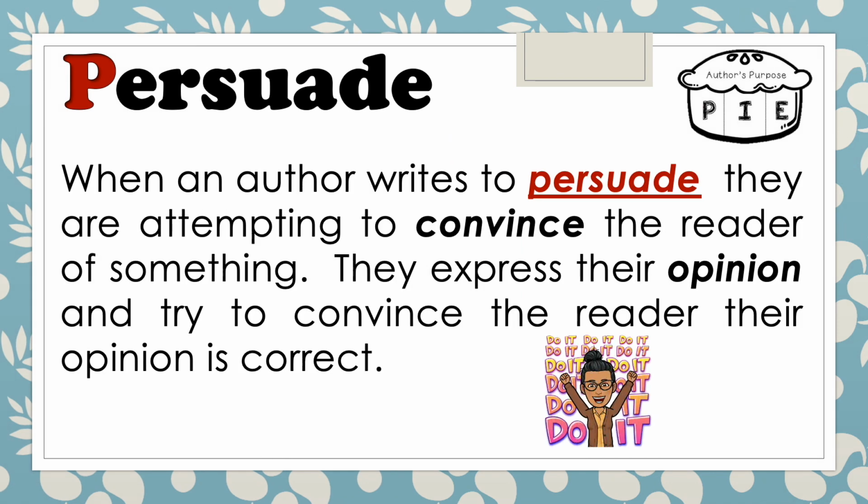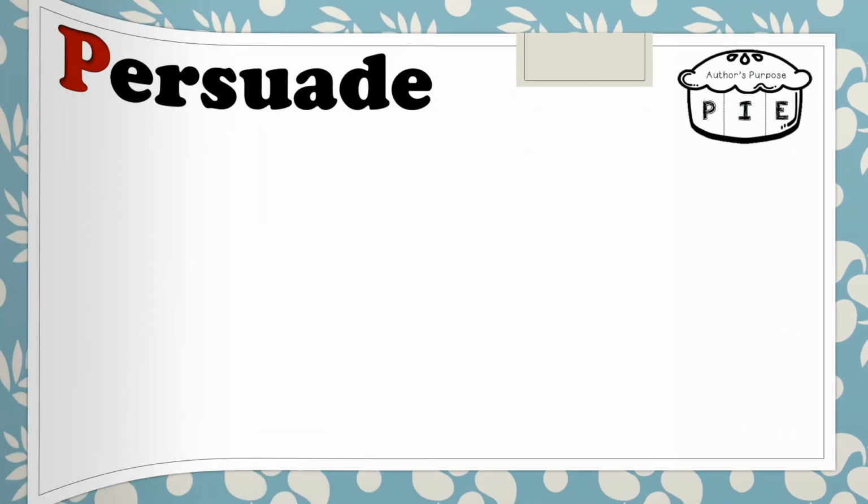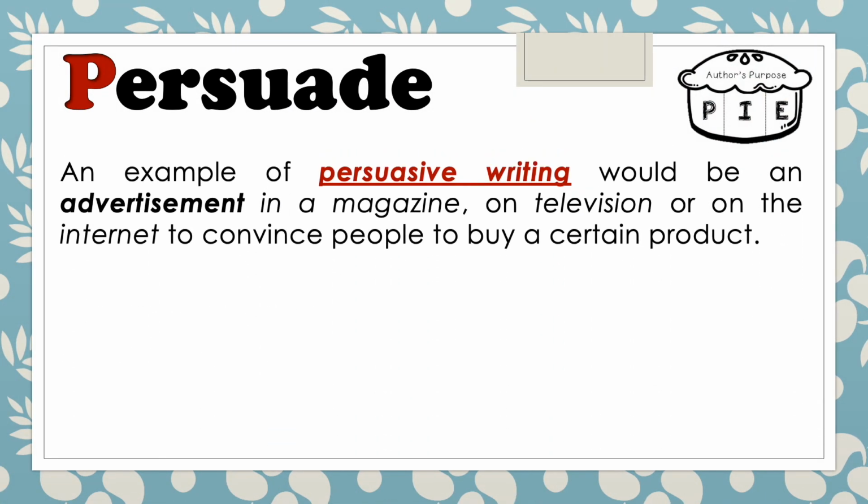We are now going to look more closely at each reason an author writes. First up, students, is persuade. When an author writes to persuade, they are attempting to convince the reader of something. They express their opinion and try to convince the reader their opinion is correct.